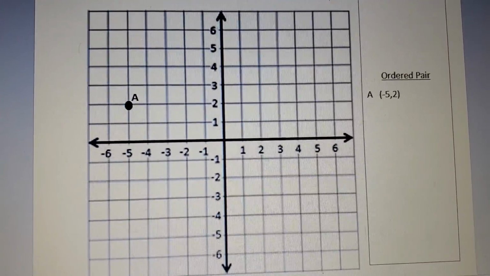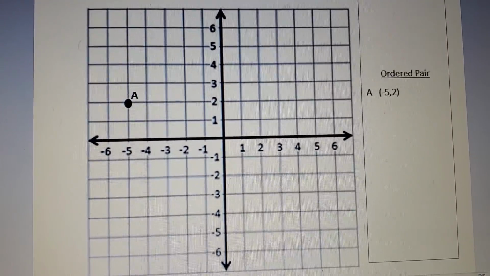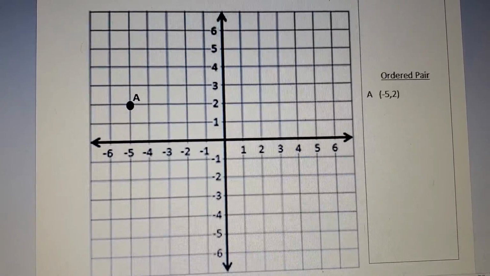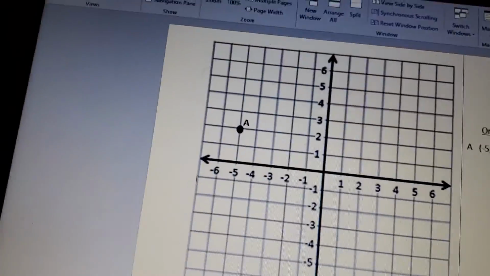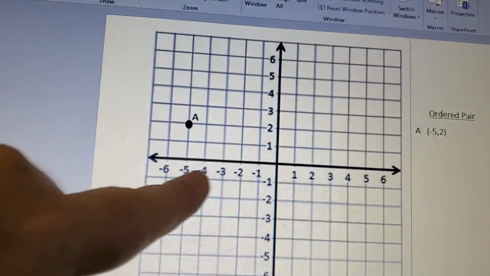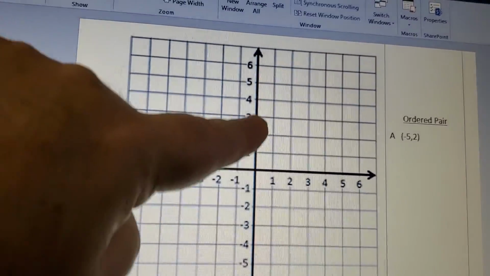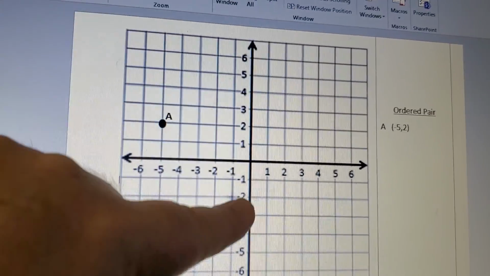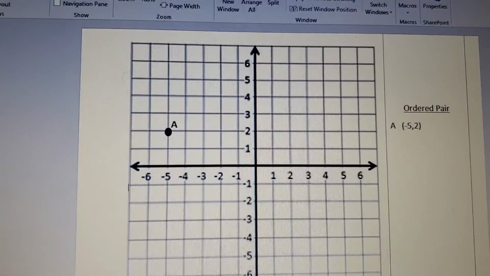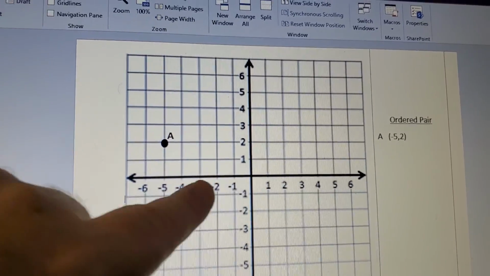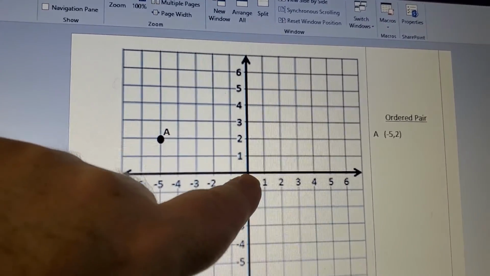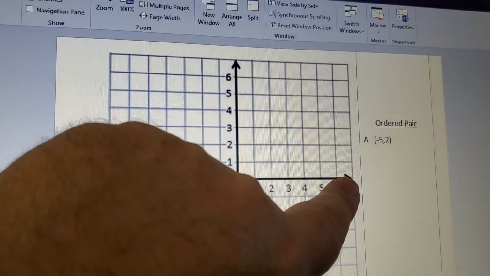The easy way to think about which is first: X comes before Y in the alphabet, so the x-axis comes before the y-axis. Now, at the point where they mix, here's our number line, negatives, 0, positives.